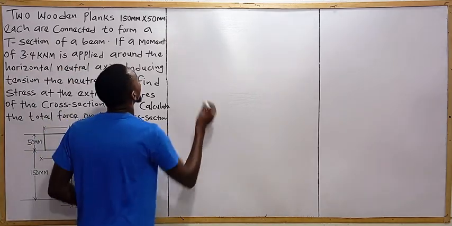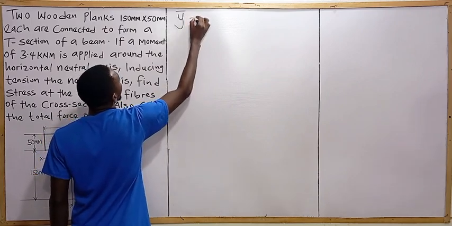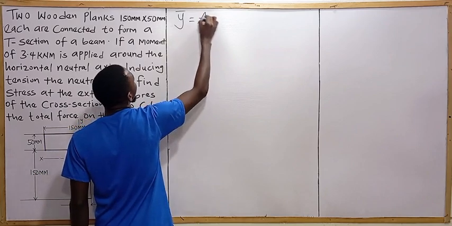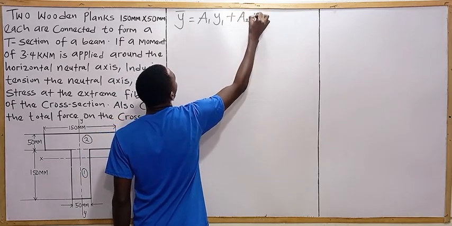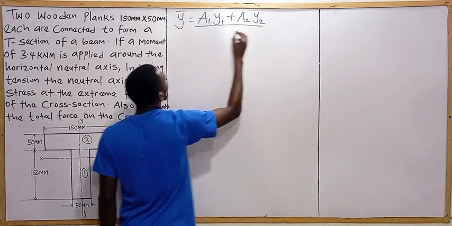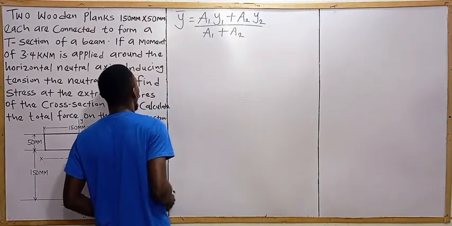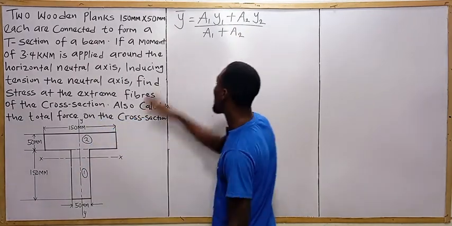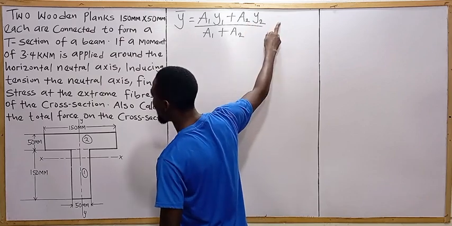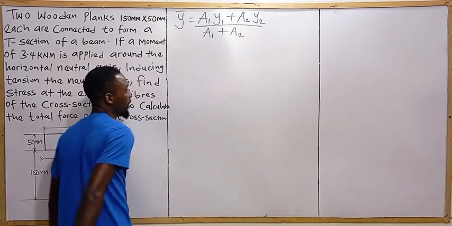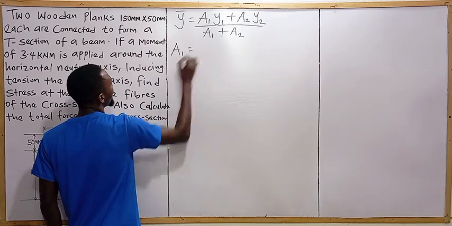The formula we are going to use is y bar equals a1 y1 plus a2 y2 divided by a1 plus a2. Because we just have two rectangles, that's why we just have two terms. If there are three, we still continue by saying a3 y3 plus a3 in the denominator.